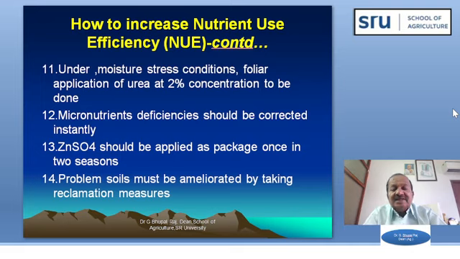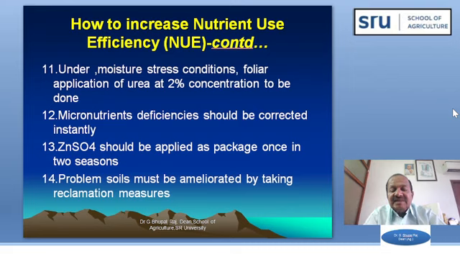Under moisture stress conditions, foliar application of urea at 2% concentration has to be done. Whenever moisture is the constraint, we should not take up soil application; only foliar spray is recommended. Micronutrient deficiencies should be corrected instantly. Zinc sulfate should be applied as a package once in 2 seasons.